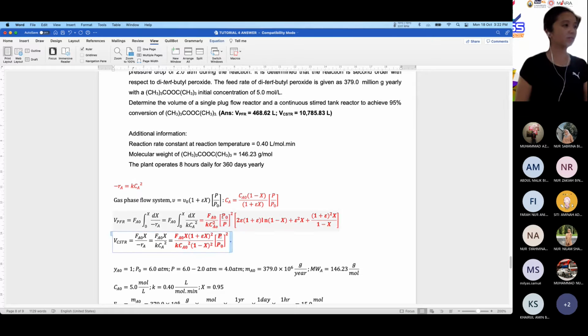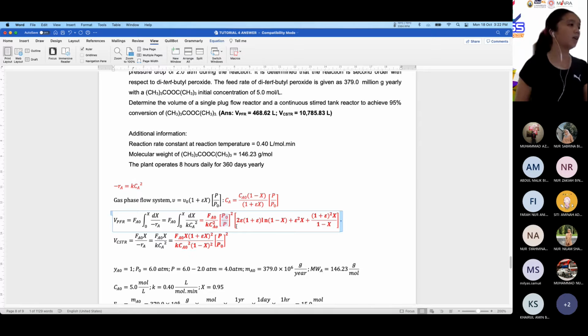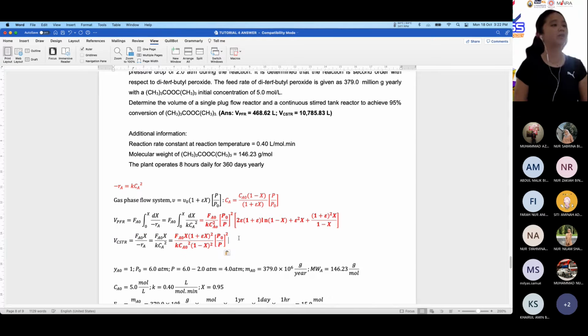Salah. Okay, now I know what's wrong here. So this one is wrong. By right, 1 plus epsilon. Okay, ni salah note saya. Alright, so kenapa saya kata salah tadi? Sebab saya ingat dia punya equation ni, P0 ni dia akan berpasangan dengan 1 plus epsilon X. Maksudnya, kalau 1 plus epsilon X kat atas, P0 tu mesti kat atas. Tadi saya tulis P kat atas, P0 kat bawah.